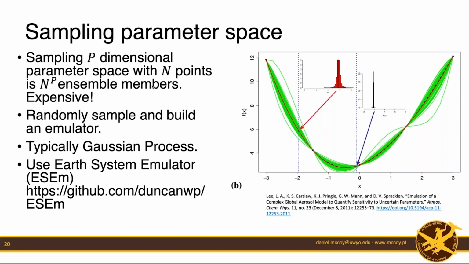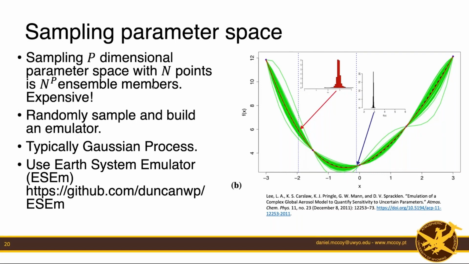A one dimensional illustration is given from Lindsay Lee's seminal paper on this on the right, showing Gaussian process, which is what we're intending to use. But we'll be using the Earth System Emulator package that Duncan Watson-Parris's group has put together that allows you to rapidly and easily switch between different machine learning approaches.